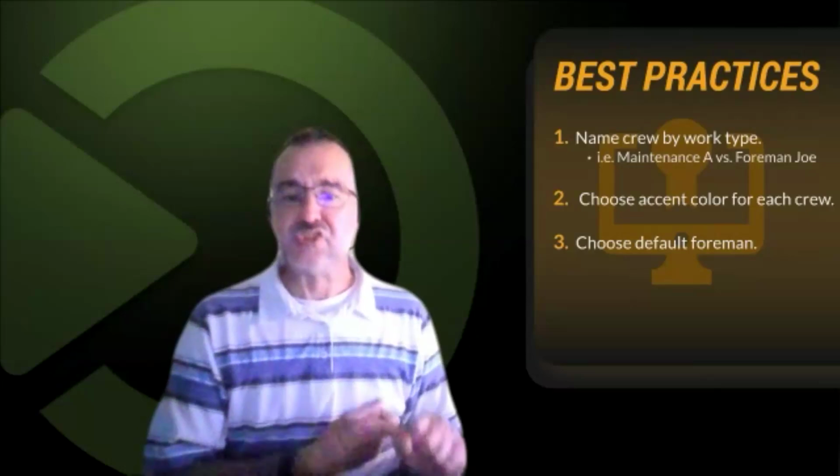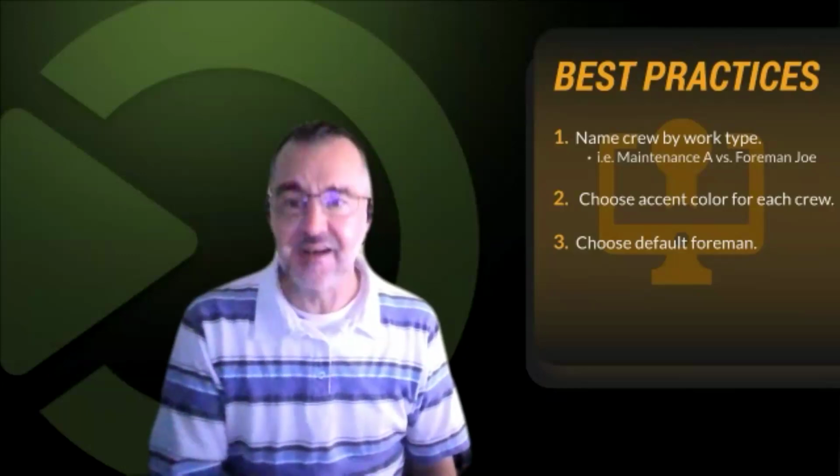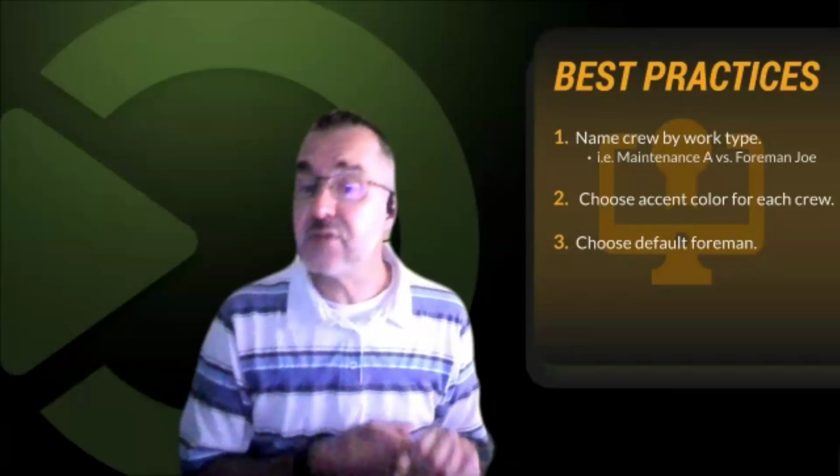So what are your best practices when it comes to setting up your crews? Name the crew by the work type as a suggestion or as a recommendation, not a rule. Choose an accent color for each crew, again, a color that you can easily read white text on, and a color that you associate with that crew. And of course, choose a defaulted foreman if you want. You don't have to, but if you want to choose a default foreman, please go ahead and do so. It keeps things really nice and easy and organized for you.